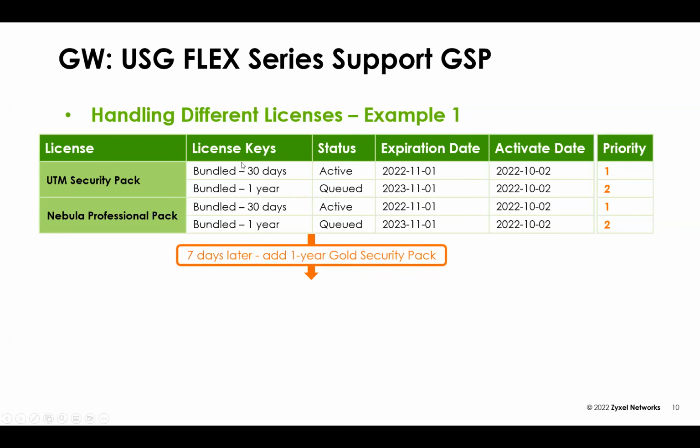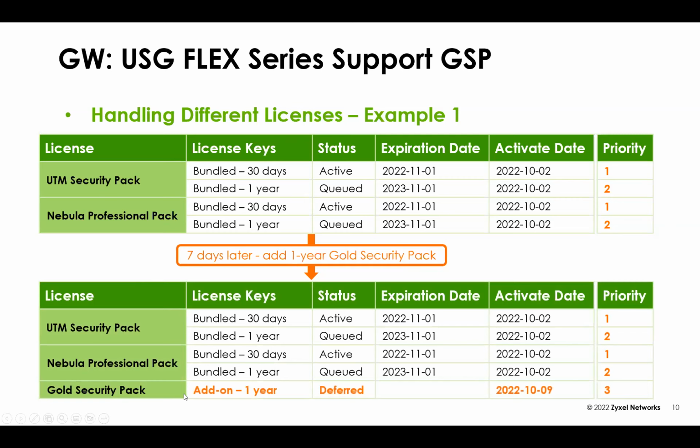So in this instance, let's just say that we've added our UTM Service Security Pack, 30 days, the trial has started. But after a week, we decided, okay, well, let's add in a 1 year Gold Security Pack. Well, after doing that, what ends up happening now is we still have our bundled license. The 30-day trial is still active, okay? And then it's going to take over and use the UTM Security Pack because that is priority number 2. Your add-on for your Gold Security is deferred for the next year.